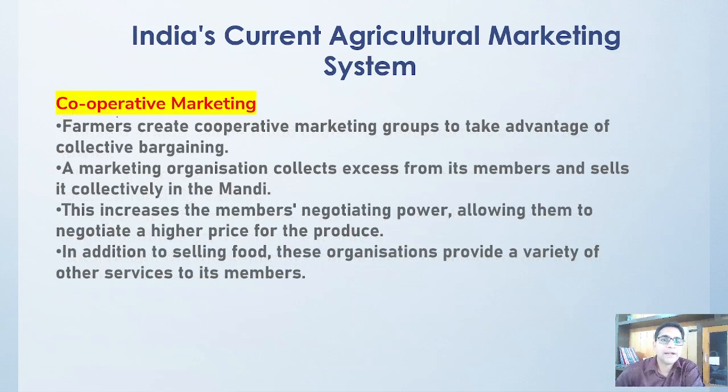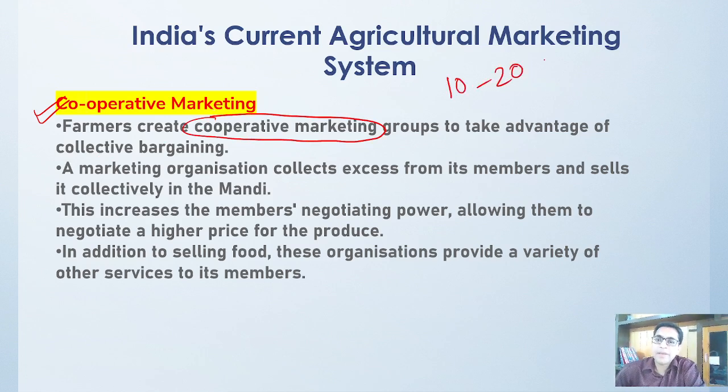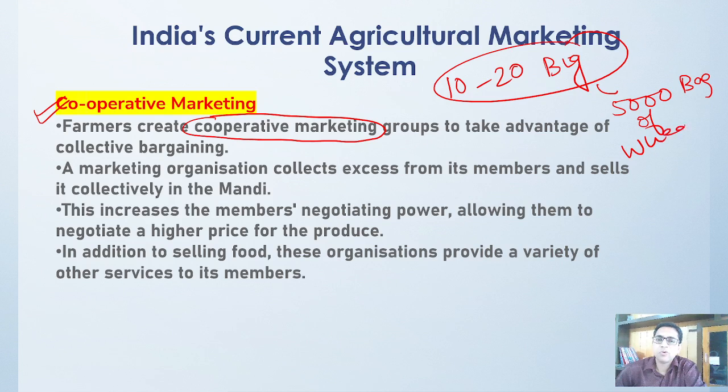Then we have cooperative marketing. Here farmers create their own group, a group of farmers create their own marketing group. If there are 10 to 20 big farmers, they have a huge amount, like 5,000 bags of wheat. They have a good amount of product, so they take the help of collective bargaining power. So proper marketing facility is being organized.